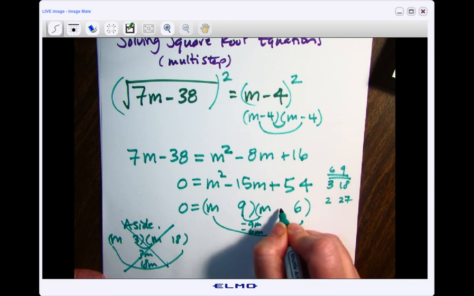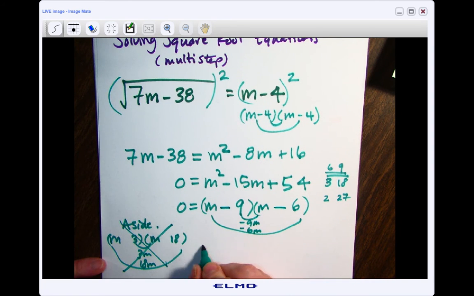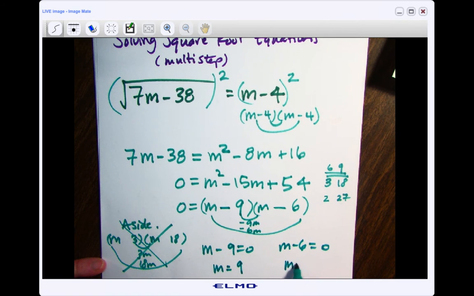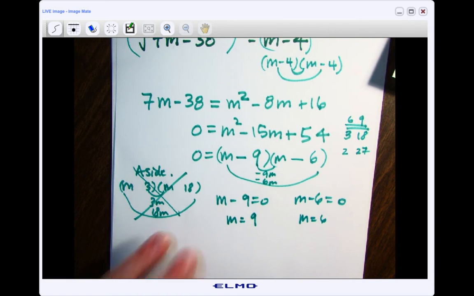Okay, so I'm going to make these both negative. So I get m minus 9 is equal to 0 and m minus 6 is equal to 0. So I get m is equal to 9 and m is equal to 6. So I just use my zero product property. And now here is where I'm going to check it. I'm going to check it in the original because remember, these can have extraneous solutions. So I'm going to do my check.